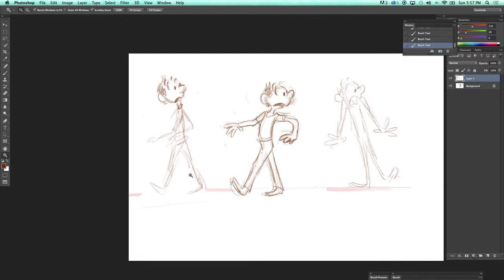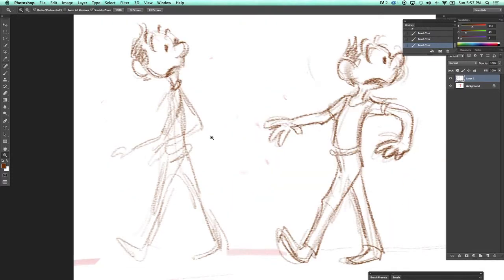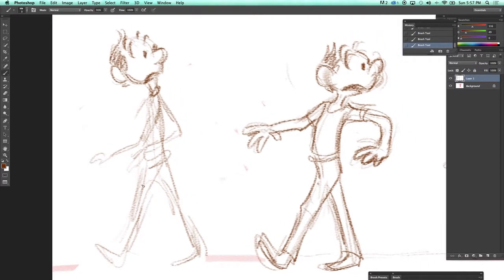Basically what I'm trying to figure out now is I'm kind of backtracking. I started out with the first key pose, and I found that the second storytelling drawing kind of worked better, so now I'm sort of working backwards, trying to figure out what this key should look like instead.